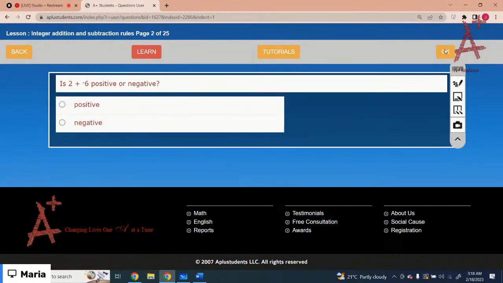Okay, the next one is 2 plus minus 6. So just look for the number which is greater. 6 is greater. 6 has a negative sign, so the answer must be negative. Got it? So that means the answer is negative.